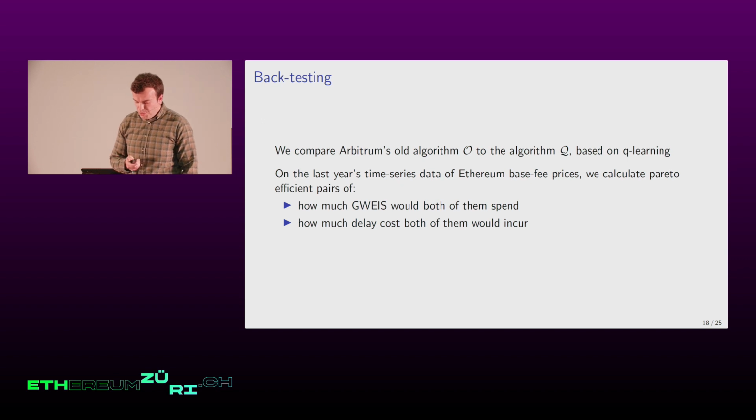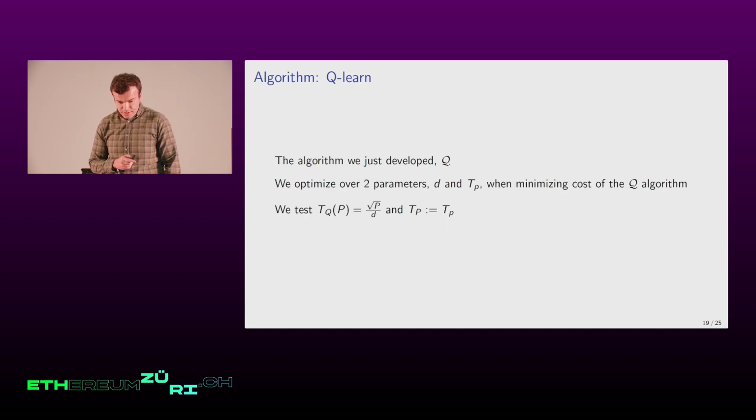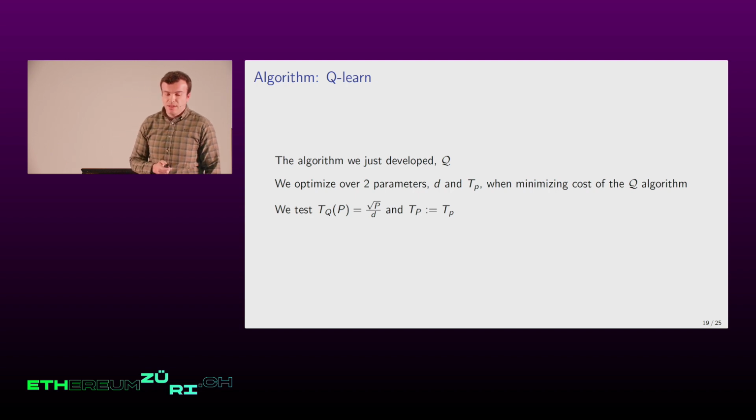And then we compare this algorithm that we calculated, the optimal algorithm, to the old algorithm of Arbitrum, and compare their performance. In the new algorithm, the QLearn algorithm, we have two parameters. First we need to define the large threshold, TP, and then depending on the price, we need to decide how large the other threshold is. That depends on the price.